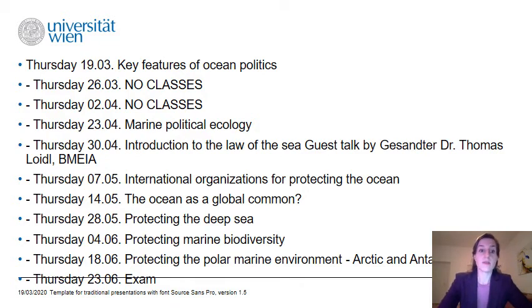On the 7th of May, I will go with you through the existing institutional landscape for ocean politics and ocean protection. So we will discuss different international organizations that matter, their mandates, their history, but also the kind of provisions that they have to actually address ocean protection.